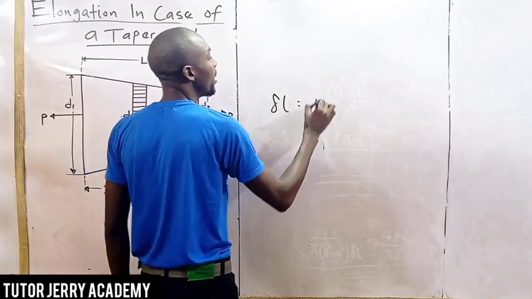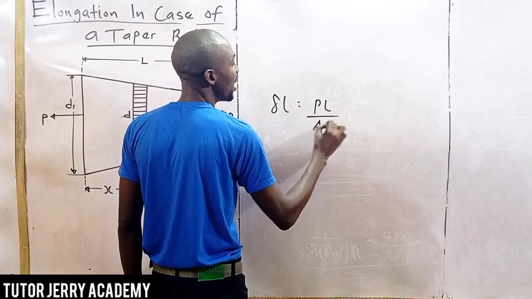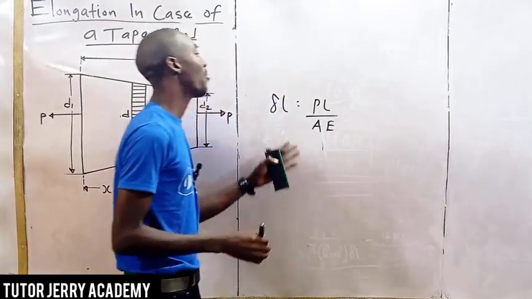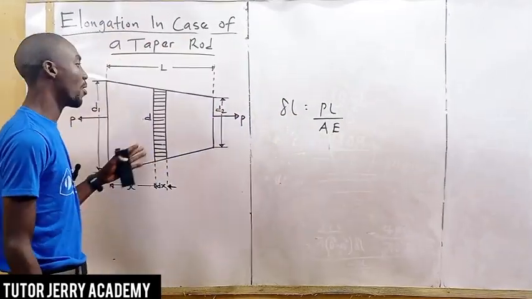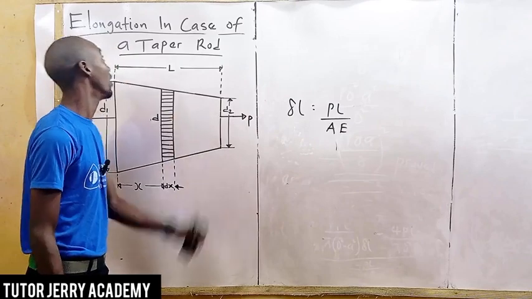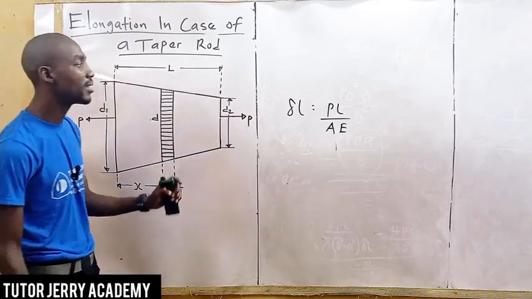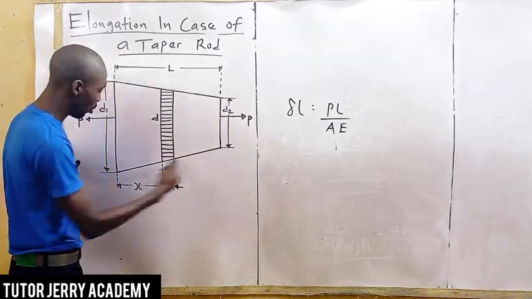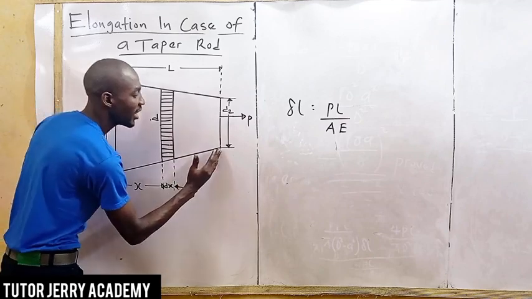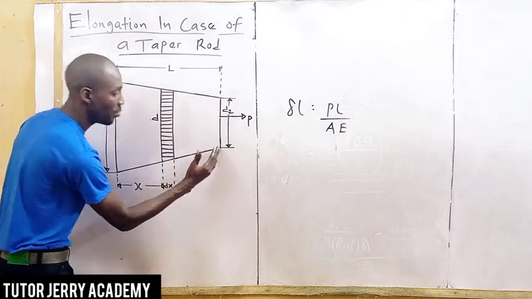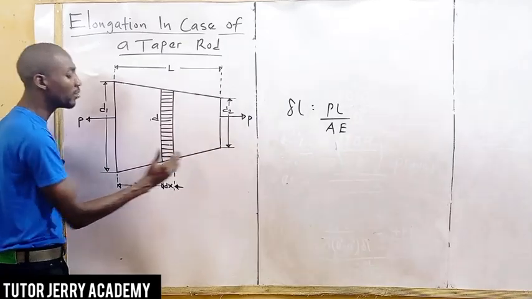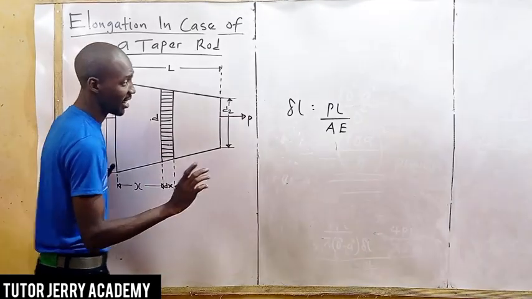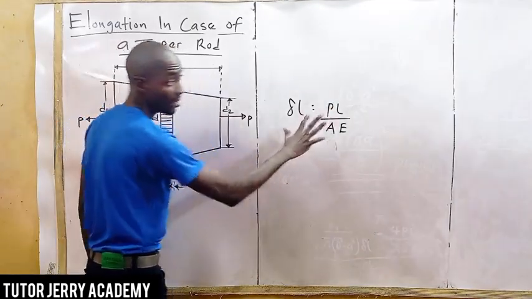Now, for us to calculate the elongation, we know from the elongation formula that delta L is equal to PL all over AE. We know this already. Now, we would have applied this formula to find our deformation here. But we observe that as we move from this point to this point, the area keeps increasing. The area varies, so we don't have a uniform area. Every other thing here remains the same.